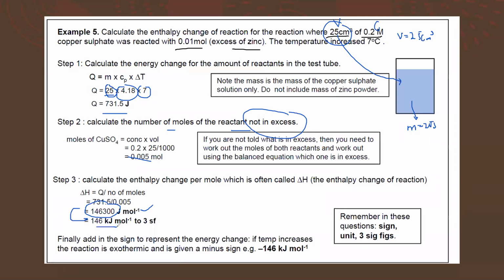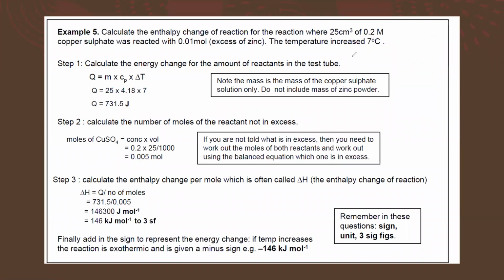Because the temperature increased, it means the reaction is exothermic. That's why the final answer should be negative: minus 146 kilojoule per mole. And when you write this answer, it should be in 3 significant figures. Is it clear, this example for enthalpy change of solution?